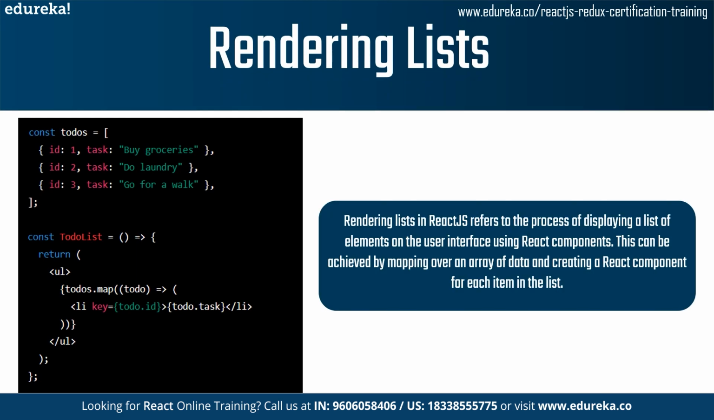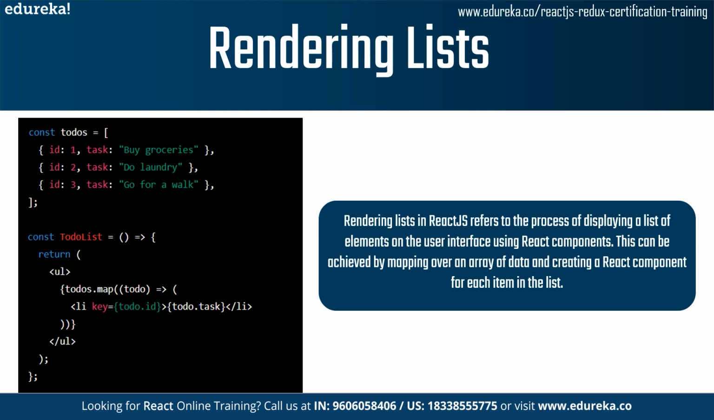Rendering a list in ReactJS refers to the process of displaying a list of elements on the user interface using React components, right? This can be achieved by mapping over an array of data and creating a React component from each item in the list. To make it more simple, you will often want to display multiple similar components from a collection of data, right? So you can use this JavaScript array method to manipulate any array of data.